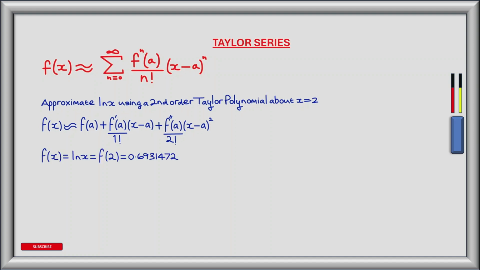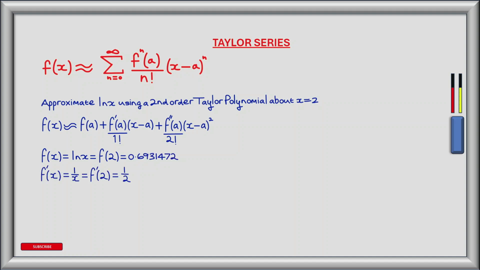So first, let's start by evaluating this term here, f of a. So f of x is equal to the log of x. So when x is equal to 2, the log of 2 is equal to 0.6931472, and that's rounded to 7 decimal places.